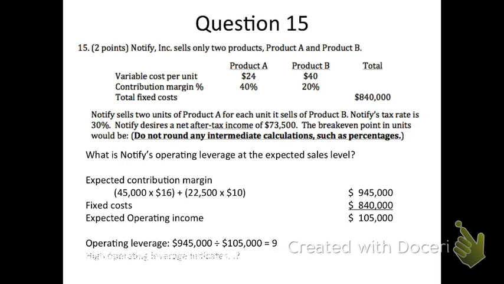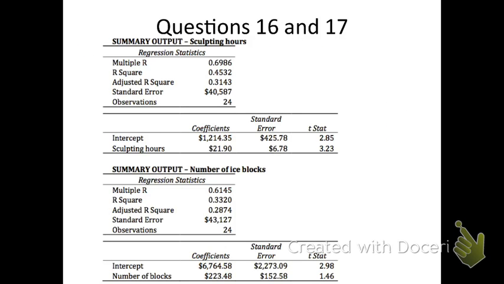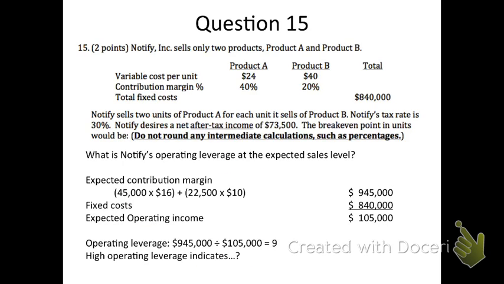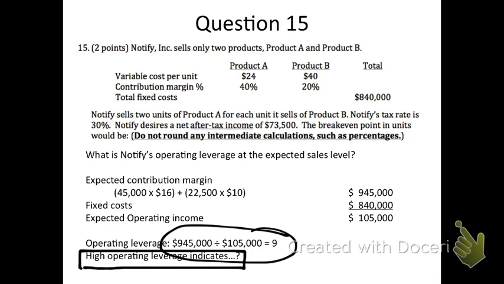105,000 was our operating income. Oops, went too far. And so you can see again, here's our contribution margin, what we just calculated on the other side. So what does a high operating leverage indicate? High operating leverage means that the company is taking on a bit of risk because they have a higher level of fixed costs they have to cover.